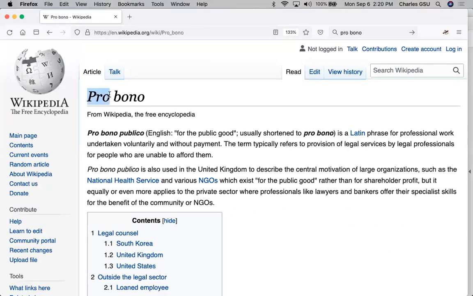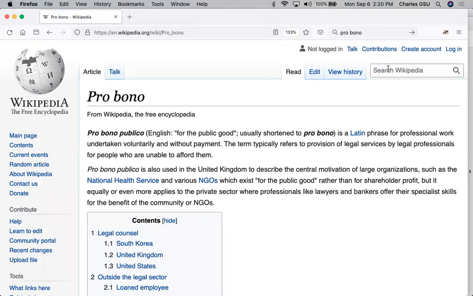Pro means for something, and bono is from the root of the word, like benefit, or in this case, good. Like nurses and doctors, attorneys every few years have to renew their law license. In order to renew that license, they have to show they've done a number of hours of pro bono work. So you might ask them if they can take a pro bono case if necessary.